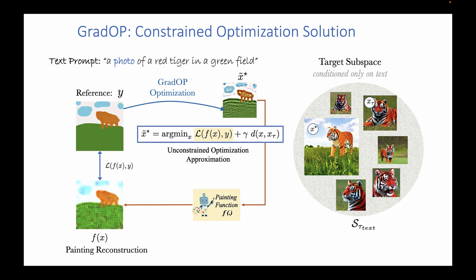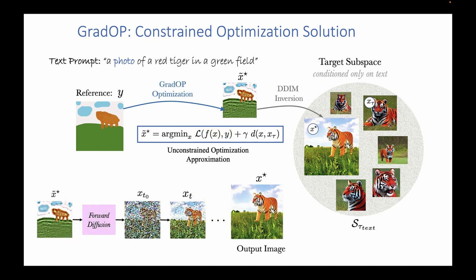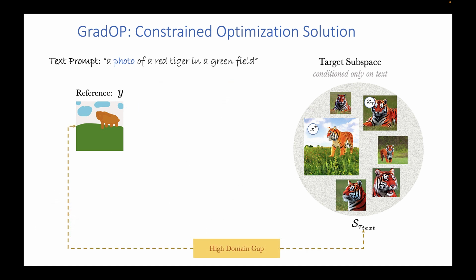Once we have obtained such an initial estimate, we can then perform DDM inversion on this initial estimate in order to obtain our final image output. Creating a parallel with prior work, we note that prior works such as STEdit operate by directly performing the inversion operation on the reference painting Y. Since the original reference input typically has a high domain gap with the target subspace, this leads to outputs which typically lack details which are characteristic of the target data subspace.